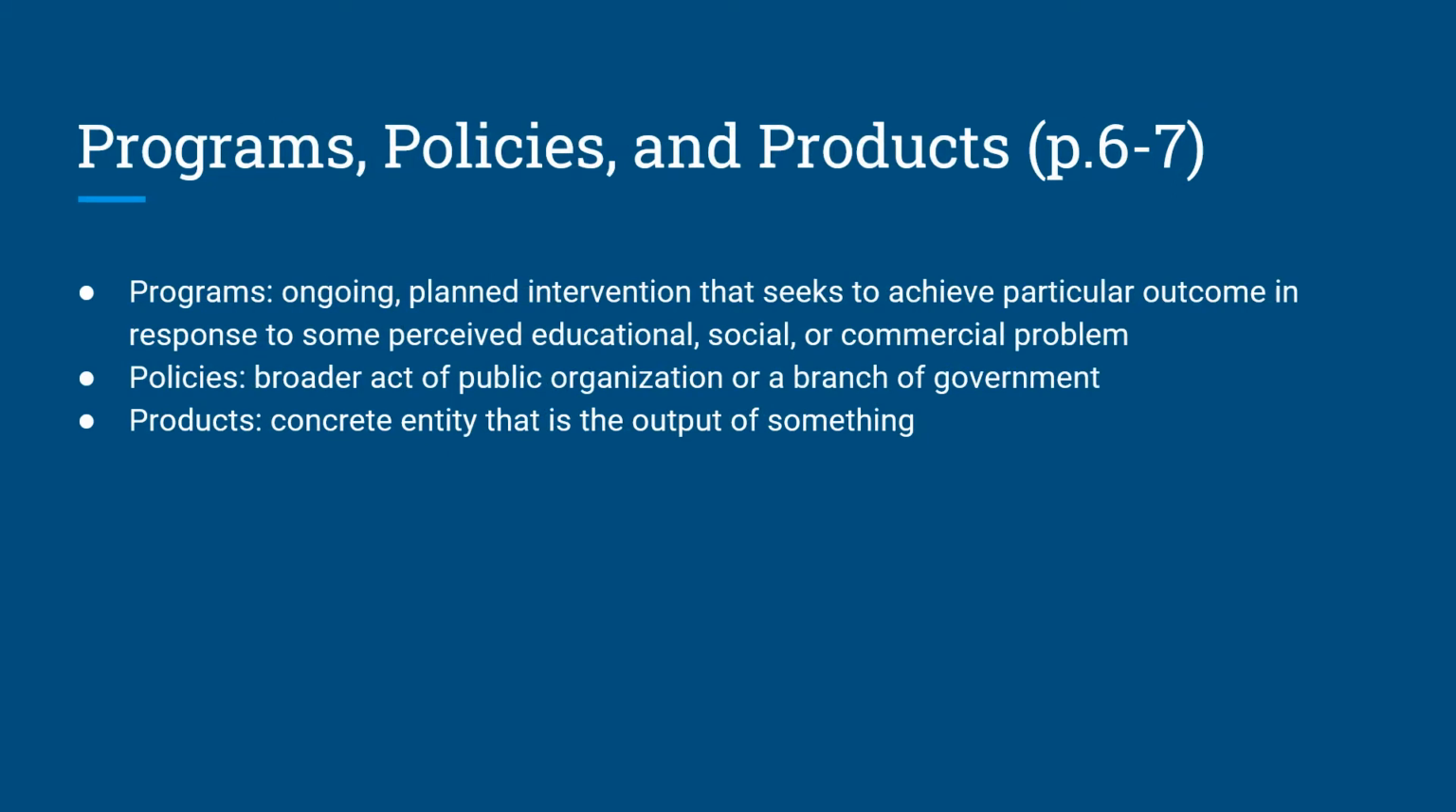A few of the other key terms included programs, policies, and products. Programs are obviously the ongoing planned intervention that seeks to achieve particular outcomes in response to some perceived educational, social, or commercial problem. A policy is a broader act of a public organization or branch of government, and then a product is any concrete entity that is the output of something.